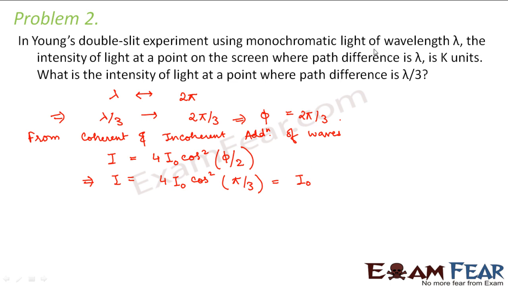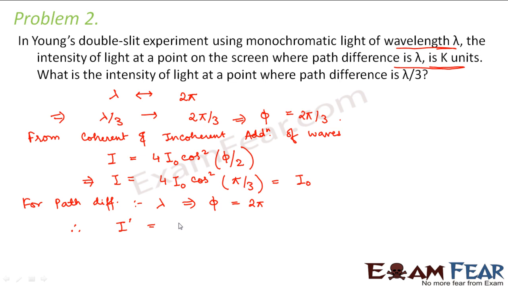Now in the problem it is given that when a light of wavelength lambda was used, the intensity was k. So that means let us calculate it for path difference lambda. For path difference lambda, what would be the phase difference? The phase difference would be 2 pi. Therefore, what would be the intensity in this case?